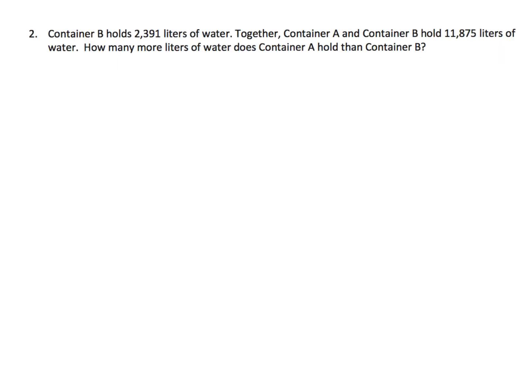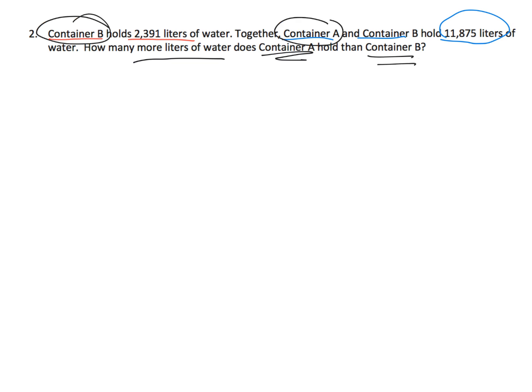Another word problem. Container B holds 2,391 liters of water. Together, container A and container B hold 11,875 liters of water. How many more liters of water does A hold than B? Okay, so once again, we see two characters, container A and container B. In no particular order, I will do A and B, even though container B is mentioned first. I'm just going to do A and B to be alphabetical. And I'm going to start with both of those tape diagrams being the exact same length.